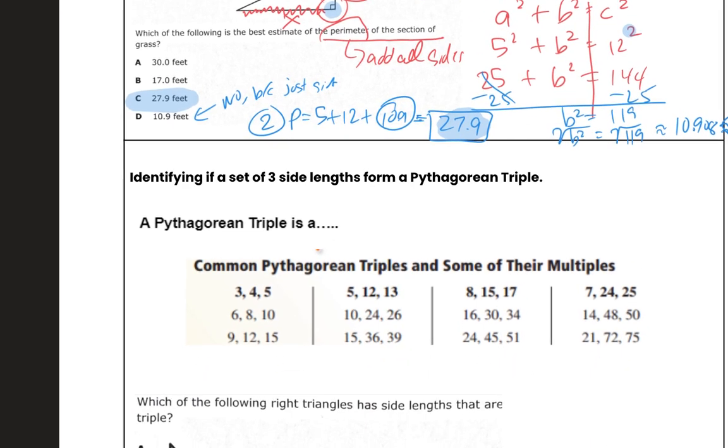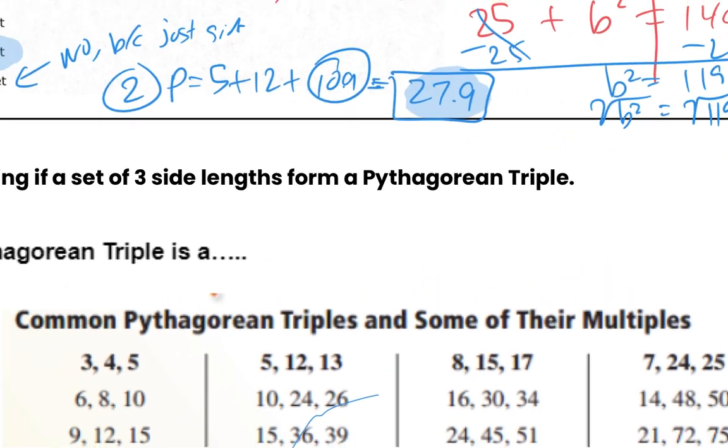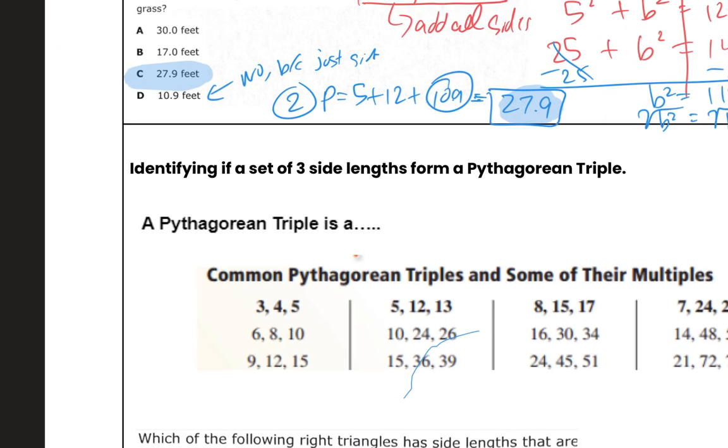Next, we're going to talk about something we didn't spend much time on. It says to identify if a set of 3 side lengths form a Pythagorean triple.